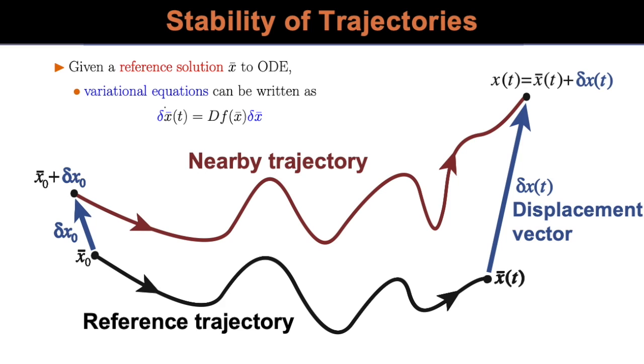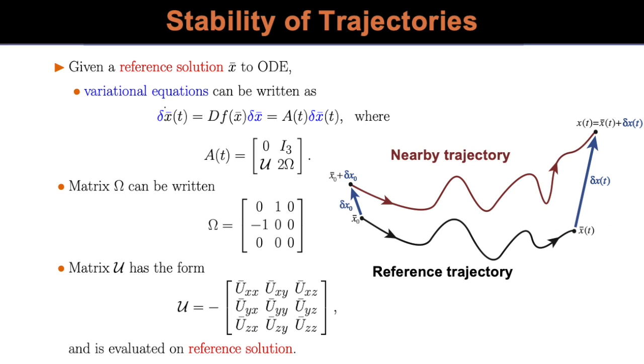And that's given by what's called the variational equations. This df is the Jacobian of the ODE, so this is a 6x6 matrix. You can think of this Jacobian matrix as a function of time and also the reference trajectory, and it has different components, including this, which is a bunch of second derivatives of the effective potential energy function.